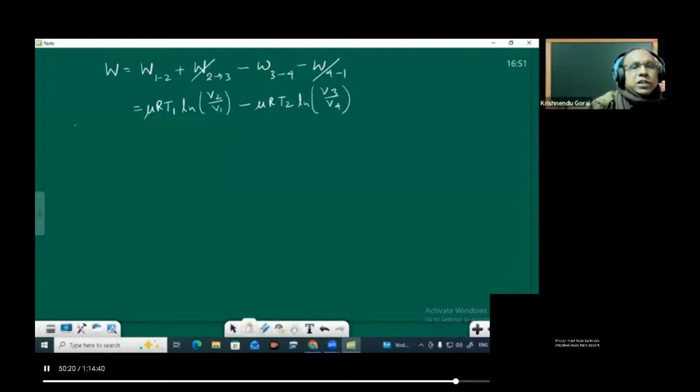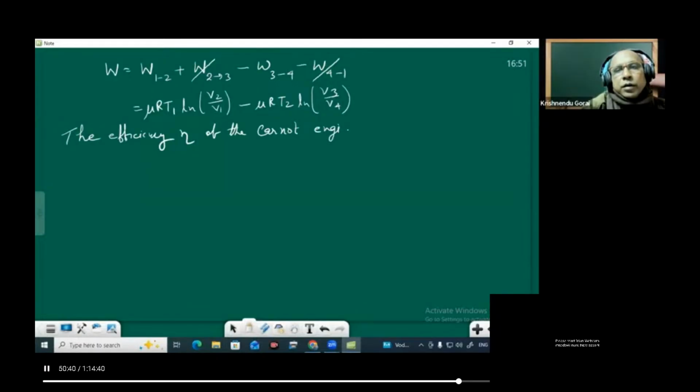Now by definition, the efficiency eta of the Carnot engine. I already explained the concept of efficiency. The efficiency eta of the Carnot engine is, this is the formula, eta is equal to W by Q. W means work done, Q means heat. And this can be defined in this way, 1 minus Q2 by Q1. This is the formula for efficiency of a Carnot engine.